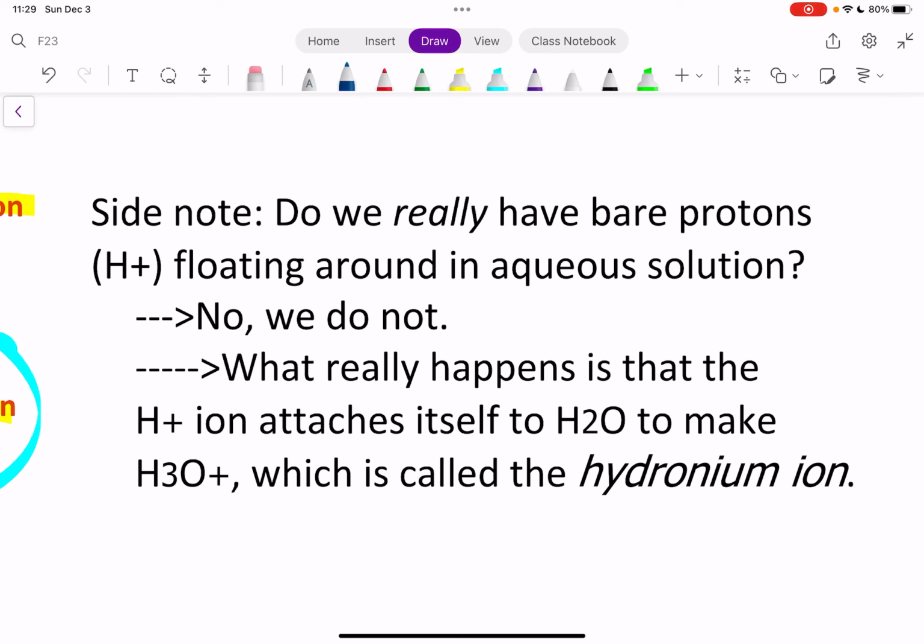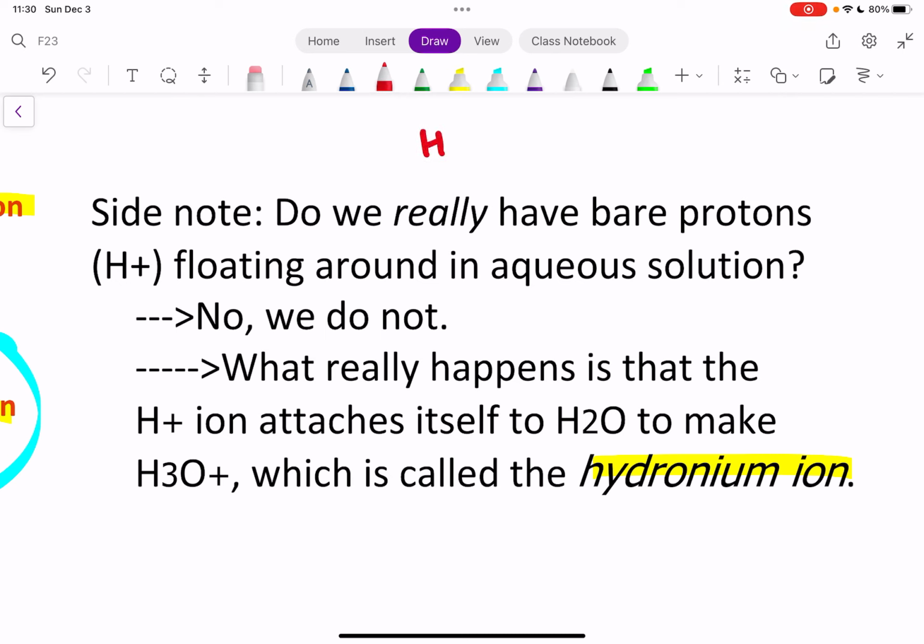Now, I do want to take a quick side note before we move on, and I want to talk about something called the hydronium ion. The hydronium ion. Now, my question for you is, do you really think that we have these bare protons floating around in aqueous solution? And the answer is no, we don't. What ends up happening is that this hydrogen ion, or this bare proton, ends up attaching itself to water to make H3O+, which we call the hydronium ion.